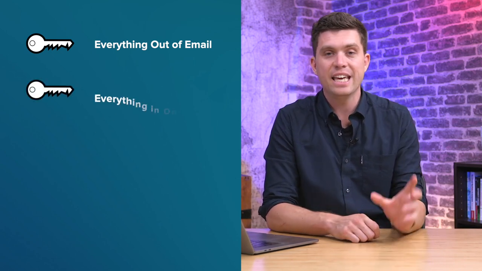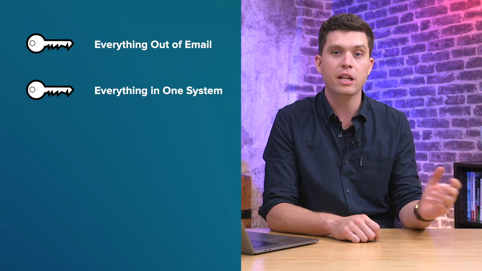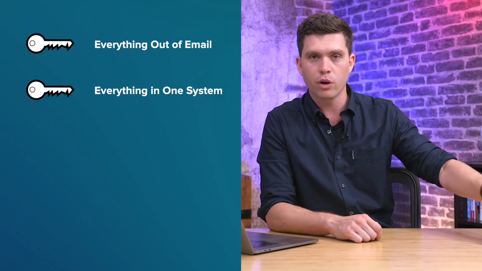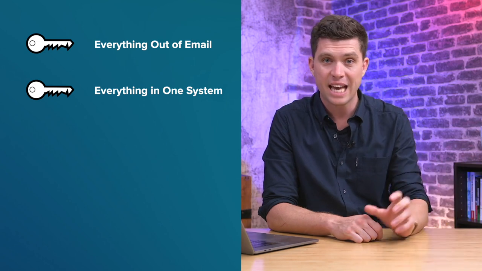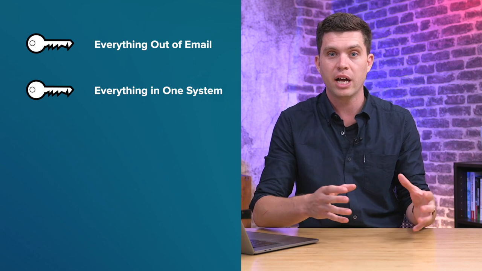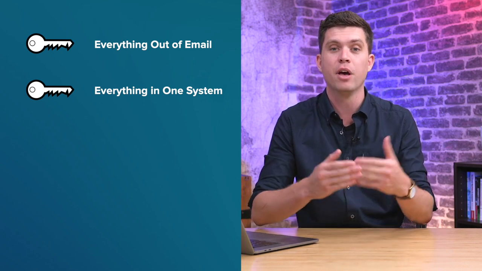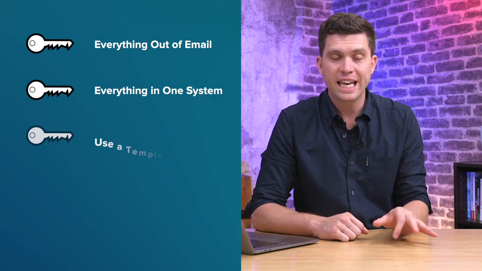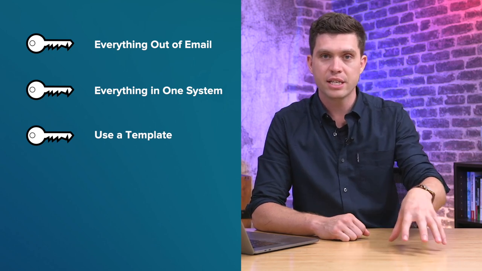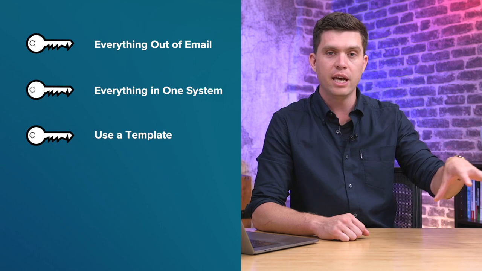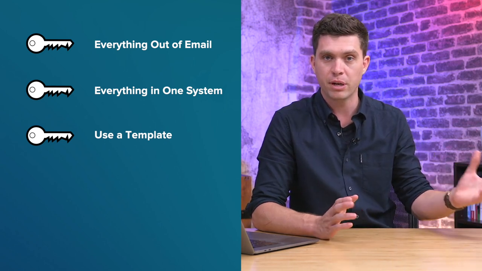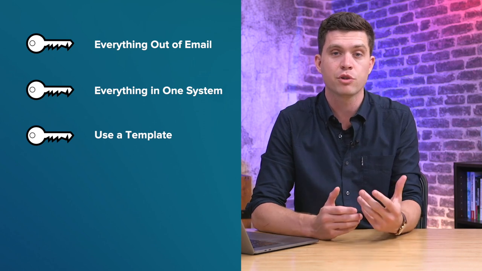Now, the second key that backs onto everything out of email is that you want everything to be in this one system. So if a request or a new task or something is outside of the system, you need to feed it back into the system and train your clients how to just use this one system for access to everything. The third key, and this will save you a lot of time, is to use a template. You want to have a system that's already set up that you can duplicate and just rename to the new client so you can get up and running with them much faster than if you were to build this from scratch every time.